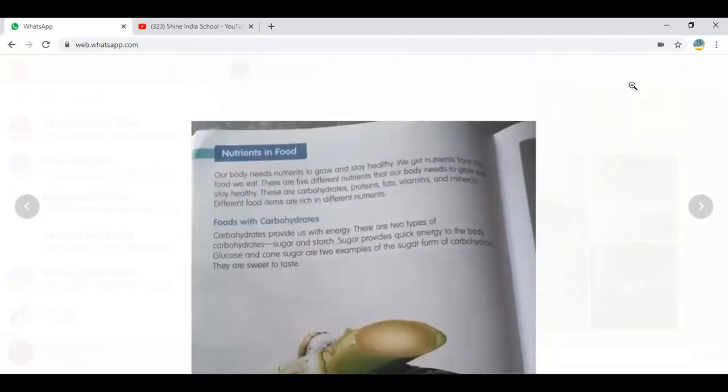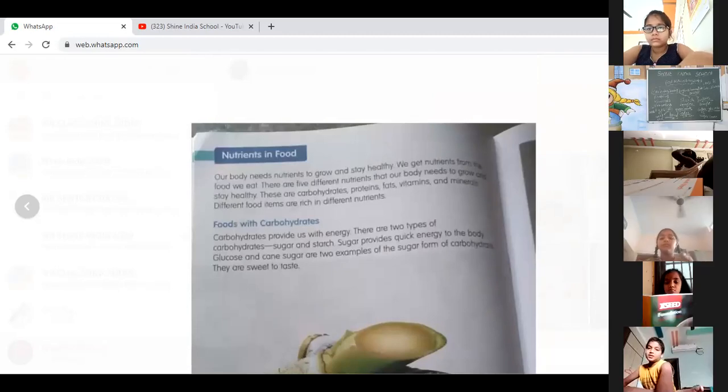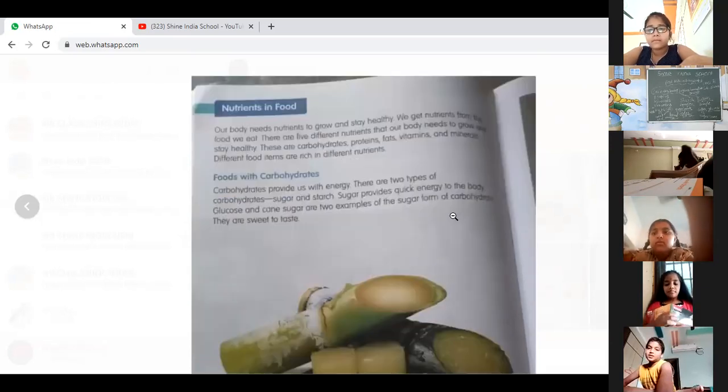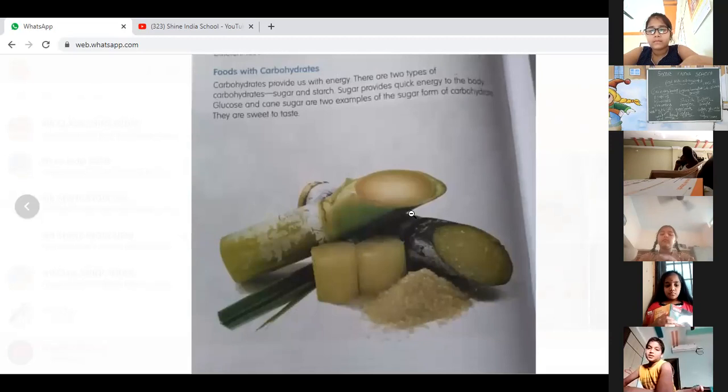Yeah, Avisha, what is your doubt? Ma'am, what is cane sugar? Sugar cane. Sugar cane is nothing but cane sugar, they have written. You can see in the picture, this is the sugar cane. Have you seen this one? That is also called cane sugar. You can call it sugar cane or cane sugar, no problem. Both are the same. Is it clear?